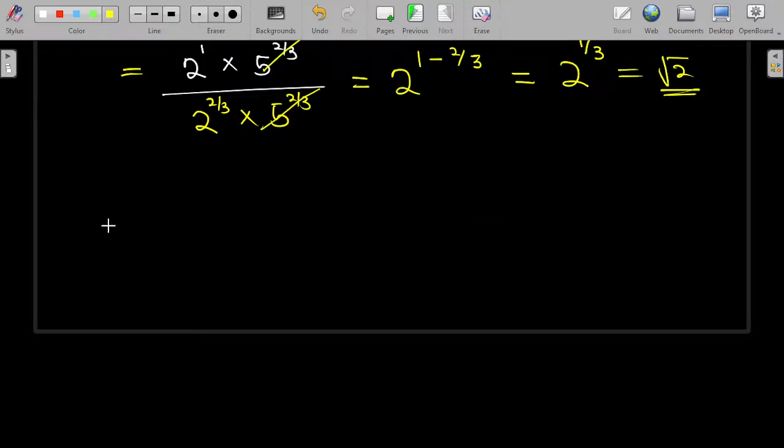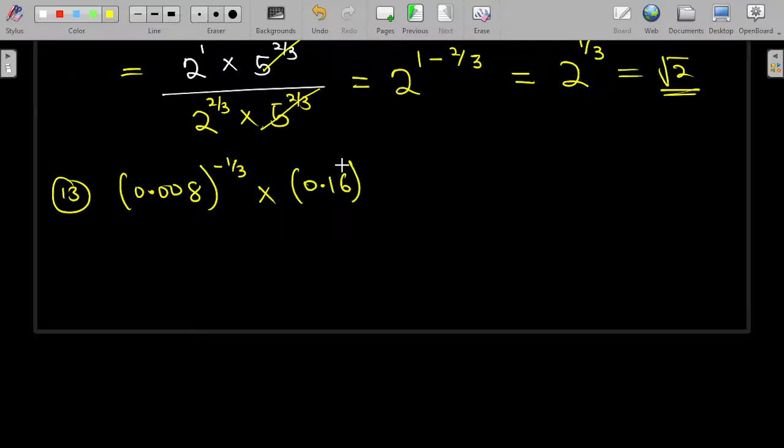So we move on to exercise 13. For number 13, we are given 0.008 raised to the power of minus 1 over 3 multiplied by 0.16 raised to the power of 3 over 2. Beautiful. Okay, and that's what they asked us. Is the 2 over 3 looks like minus also? Okay, so I think it's negative also. It's not very clear there. So let's go ahead. So what are we going to do here?